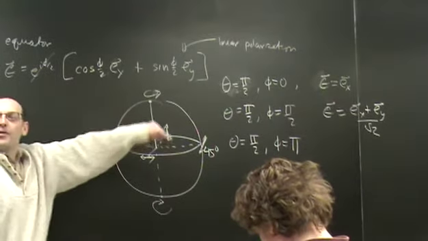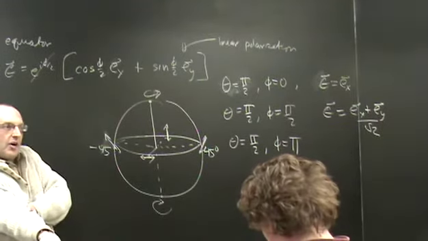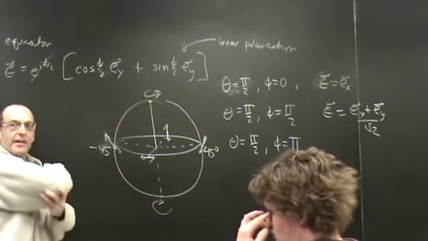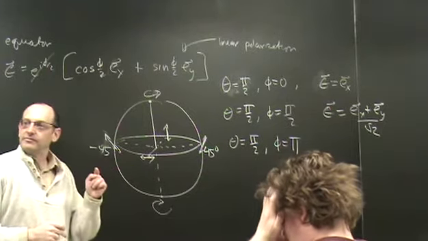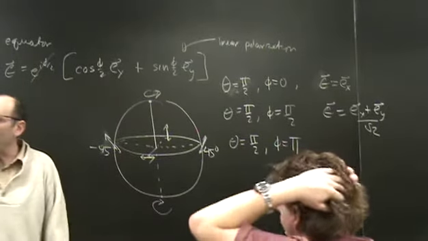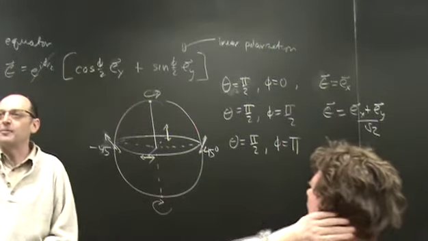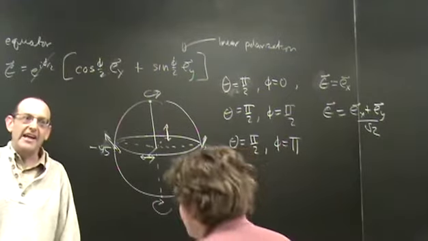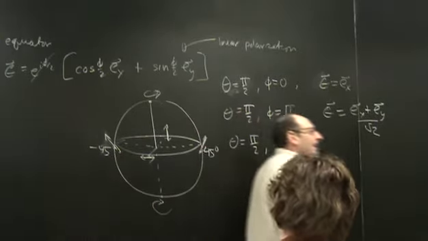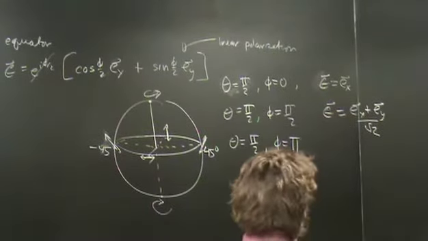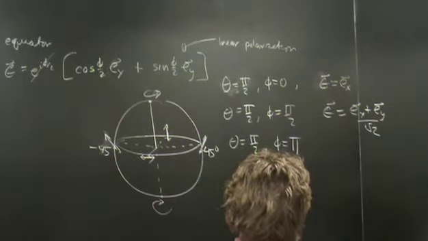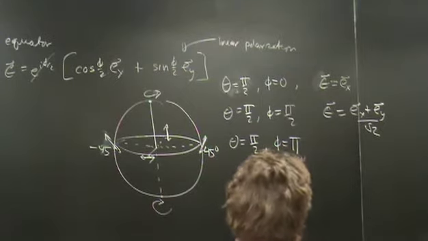So as I go around the equator, the polarization goes from horizontal to 45 degrees, to vertical, to minus 45 degrees, back to horizontal. Notice, points on opposite sides of the sphere are orthogonal. Just like in the Bloch sphere, you got spin up and spin down. The angle between the polarizations is equal to half of this angle on the Poincare sphere. That's what I got.